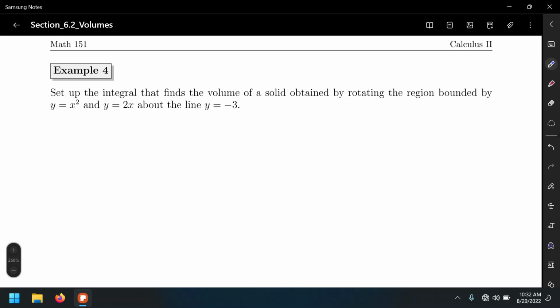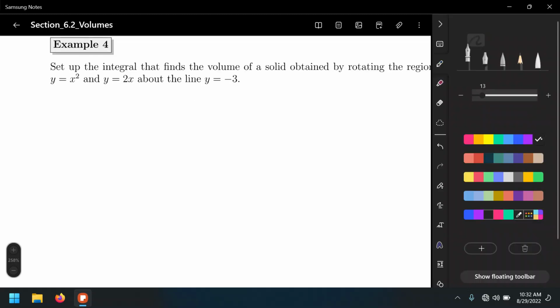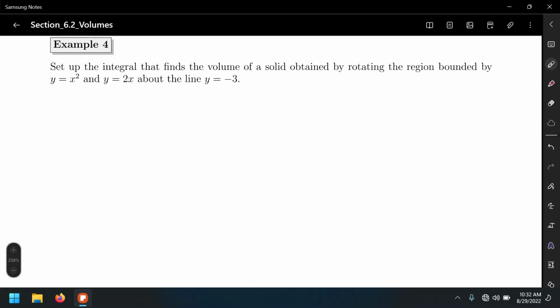So, let's see. This time, we want to set up an integral that finds the volume of a solid obtained by rotating the region bounded by y equals x squared and y equals x. I mean, very simple functions. But in this case, we want to rotate about the line y equals -3. Not the x-axis, which is y equals 0. This time it is the horizontal line y equals -3.